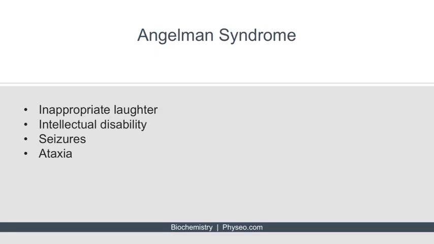The symptoms of Angelman syndrome include inappropriate laughter, intellectual disability, seizures, and ataxia. The most important symptom to remember is probably inappropriate laughter. Okay, let's do a question.